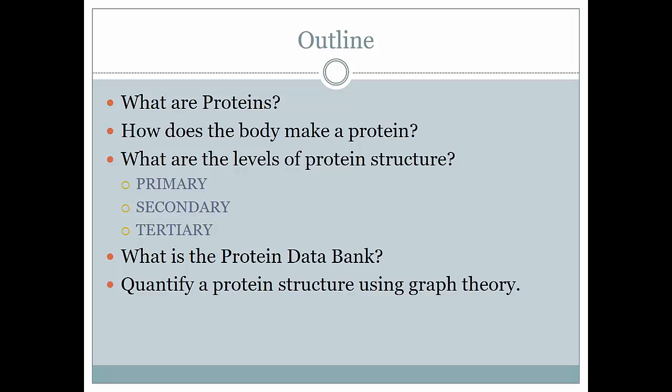In this video, we're going to talk about what are proteins. In particular, we're going to talk about how the body makes a protein, what are the different levels of protein structure, which are primary, secondary, and tertiary. What is the Protein Data Bank, and how can we quantify a protein structure using graph theory?